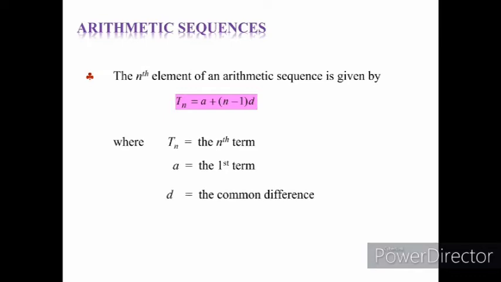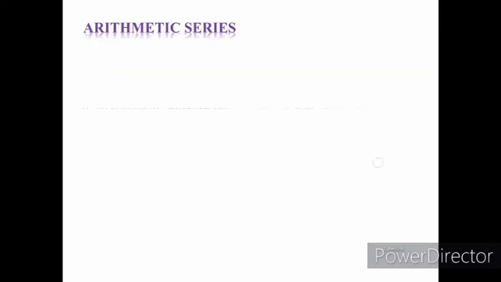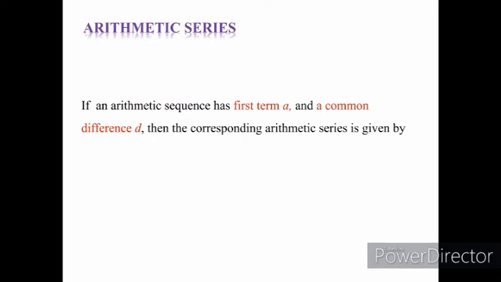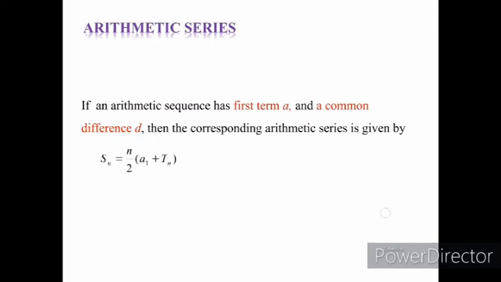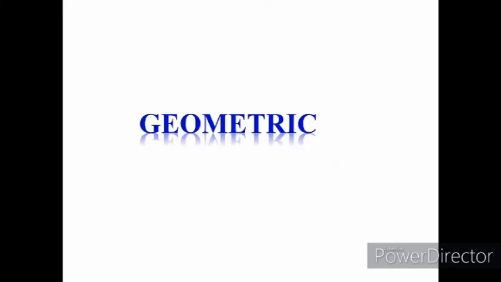If an arithmetic sequence has first term a and a common difference d, then the corresponding arithmetic series is given by Sn equals n over 2 multiplied by a plus Tn, or Sn equals n over 2 multiplied by 2a plus n minus 1 d. Now, we will look at geometric sequence and series.